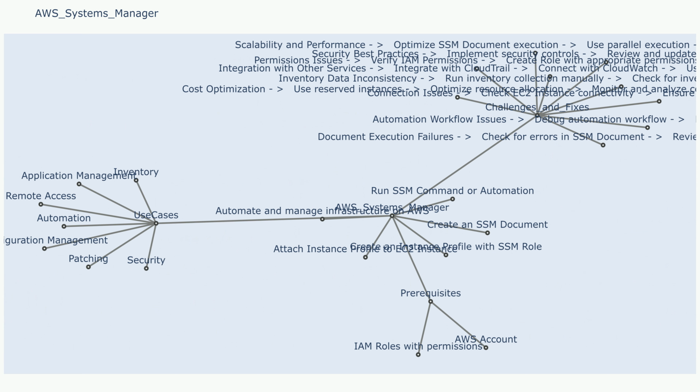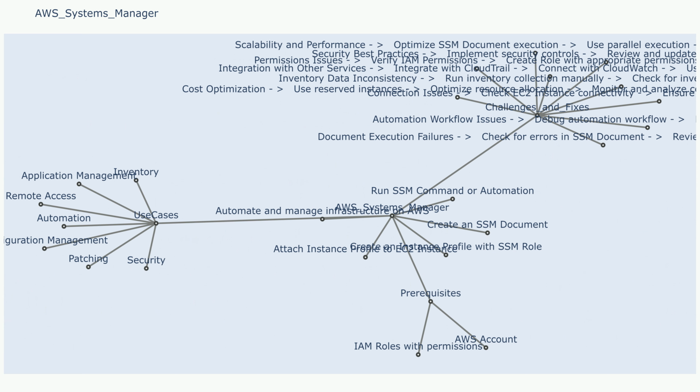Scalability and performance. Optimize SSM document execution. Use parallel execution. Configure resource limits. Refine the SSM document logic and code to improve efficiency and reduce execution time.